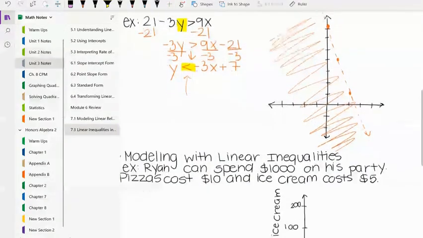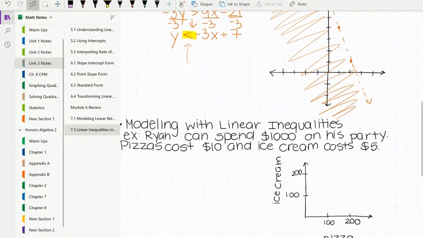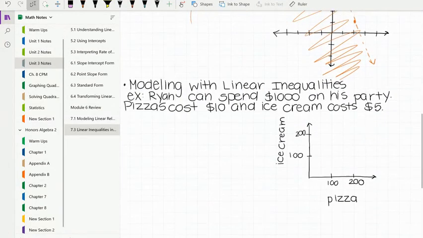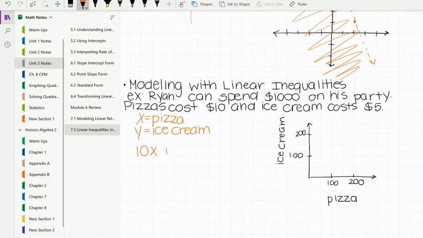Okay, lastly, we are going to be modeling with linear inequalities. So we have a problem. Ryan can spend $1,000 on his party. Pizzas cost $10 and ice cream cost $5. Okay, so I'm going to go ahead and make x equal pizza and y equal ice cream. Okay, so I know that it is $10 per pizza plus $5 per ice cream, and he can spend $1,000.